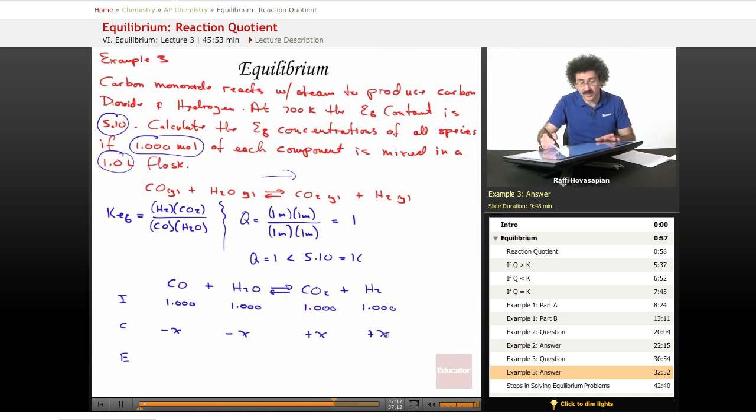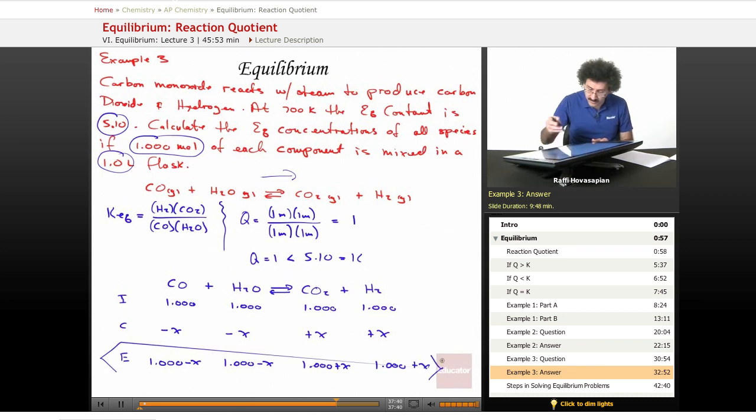So at equilibrium, once everything has stopped, a certain amount of CO has been used up. So our equilibrium concentration is going to be 1.00 minus X. A certain amount of H2O has been used up. That's 1.000 minus X. A certain amount of CO2 is formed, so it's going to be 0 plus X. And a certain amount of H2 is formed, 0 plus X. These are our equilibrium concentrations. Oh, wow, that's interesting. Look at that. Yes. Let's get these lines out of the way.